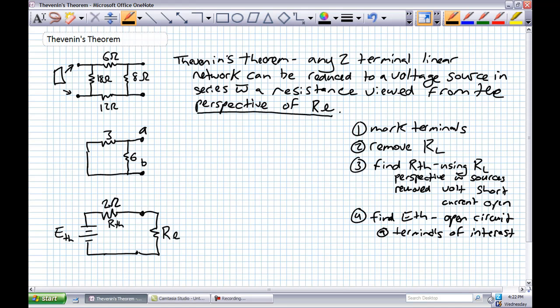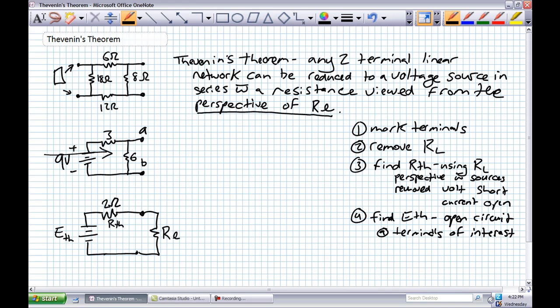Now step 4, find ETH. That means we've got to put our source back in, 9 volts in that particular orientation. It says find the open circuit voltage at the terminals of interest. So now we've shifted perspectives. We've got to figure out, from the perspective of the source, what is the voltage across terminals A and B.